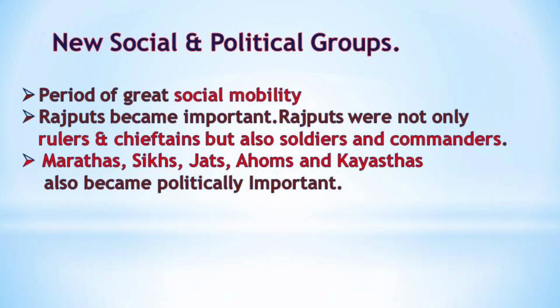And during that time, many groups became important. Rajputs is one of those groups. Rajputs were not only rulers and chieftains, but also soldiers and commanders. Marathas, Sikhs, Jats, Ahoms and Kayasthas were other groups which became politically important. So that was a period of social mobility, and so many groups like Rajputs, Marathas, Kayasthas became politically and socially important.